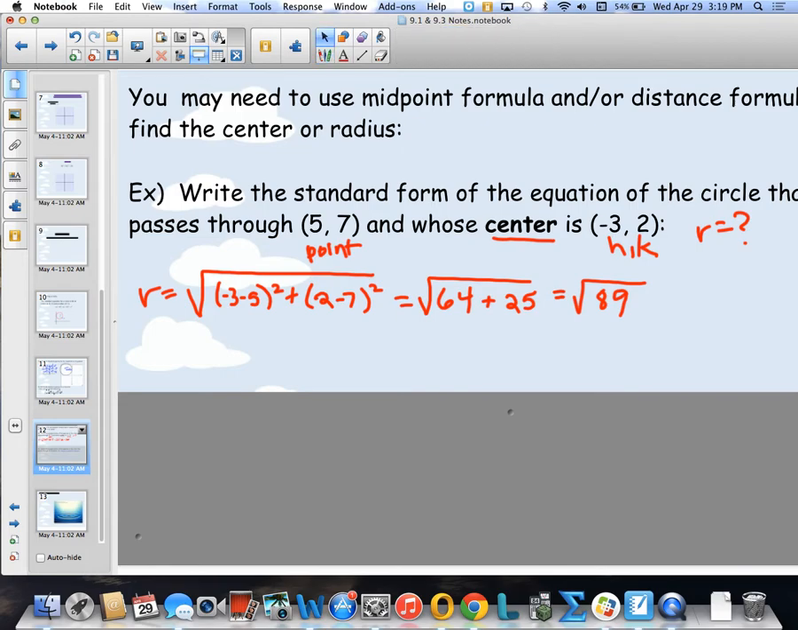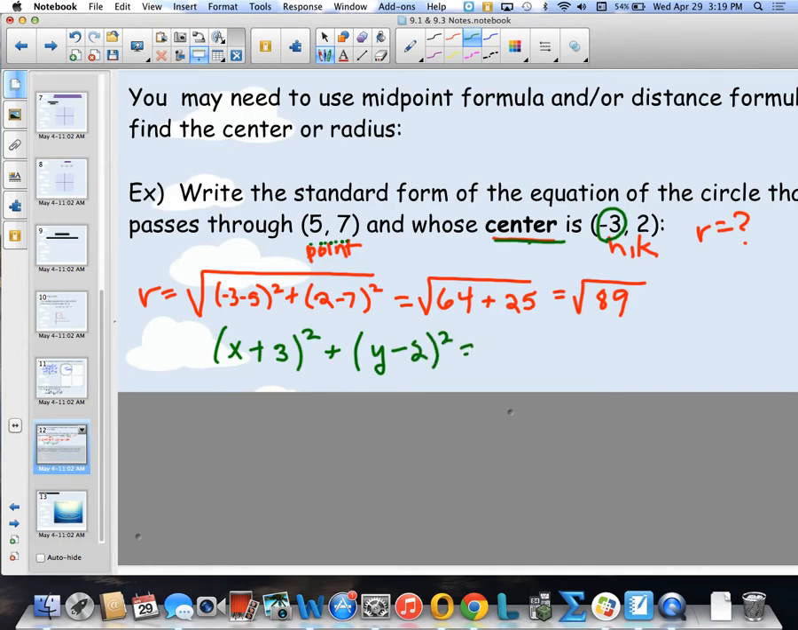So now I can write the equation of the circle. It's going to go (x minus h) squared. Where's my h? Right there. That's my h. So minus a negative 3 becomes plus 3, squared. And then plus, you notice I'm using the center, not this. This is just a point on the circle. I want my center. And then (y minus, what's my k?) 2, squared equals, and now I'm going to take my radius, which is the square root of 89, and I need to square it. Right? Does that make sense how I have to square my radius?